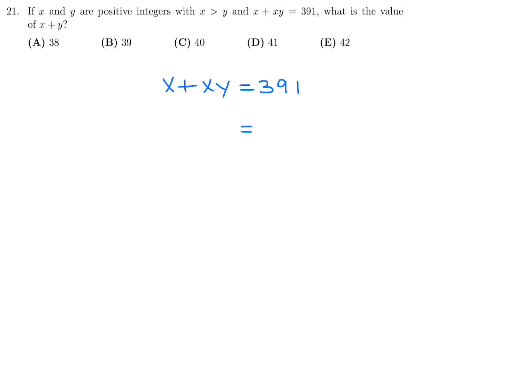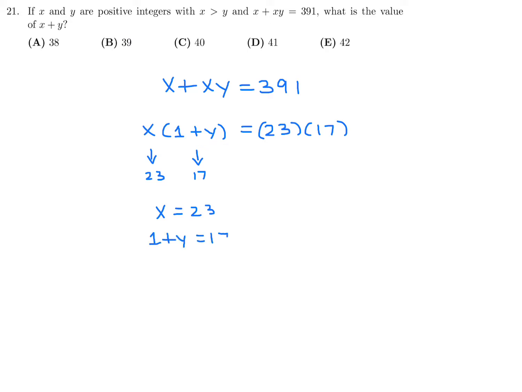Well, you have to break up 391 into its prime factors, and those are 23 and 17. So this side, we can factor it: x times (1 plus y). Since x is greater than y, that means x is my 23, and my 1 plus y is my 17. So x is 23, and 1 plus y is equal to 17.